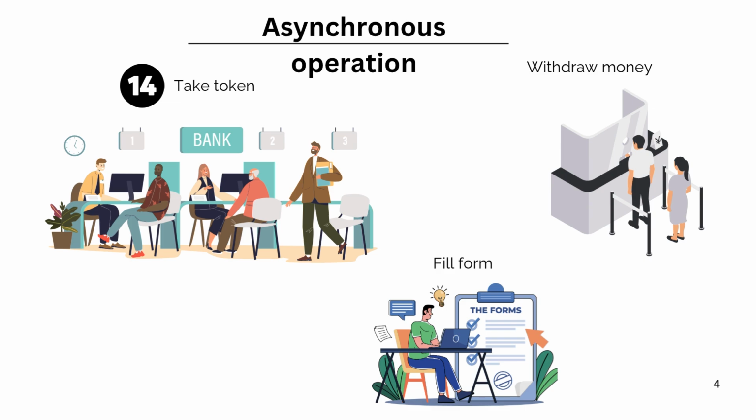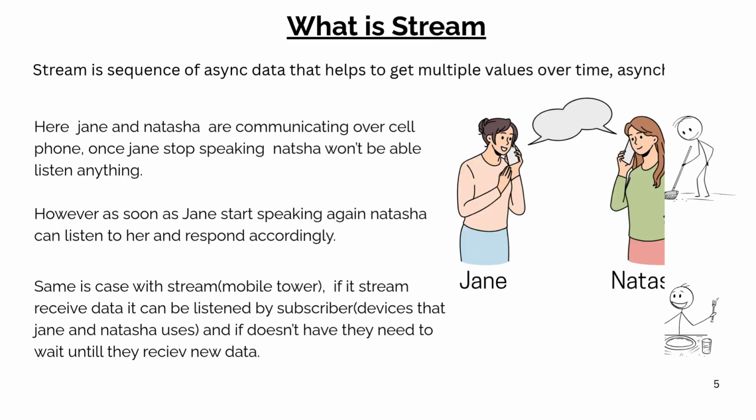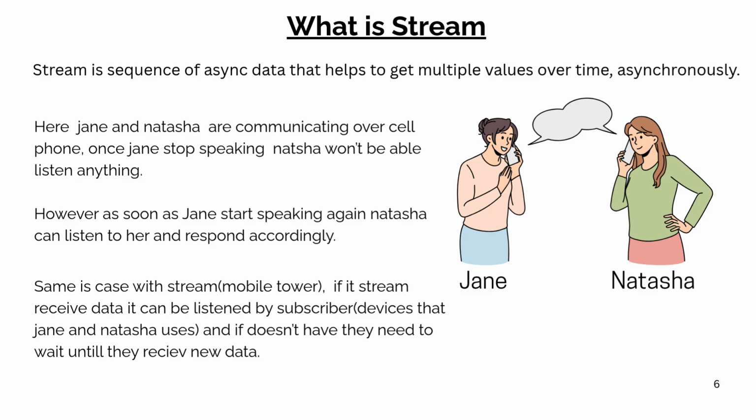This is an async operation. A similar example could be you order food from Zomato and you do cleaning of the house, watch some movies till it comes, and when it arrives you can have your food. So now let's know about streams.